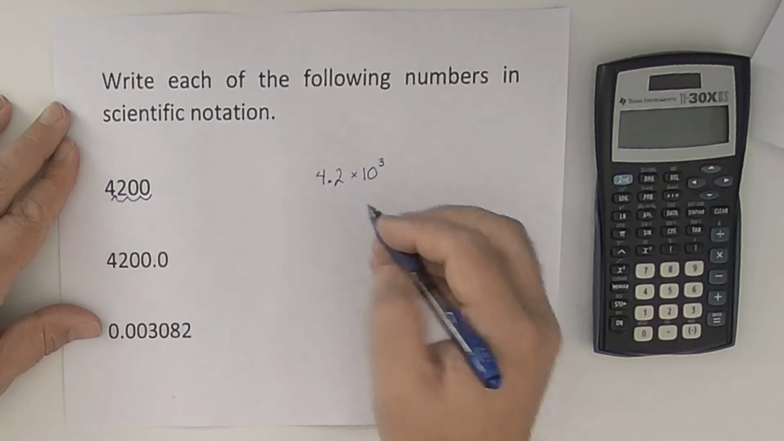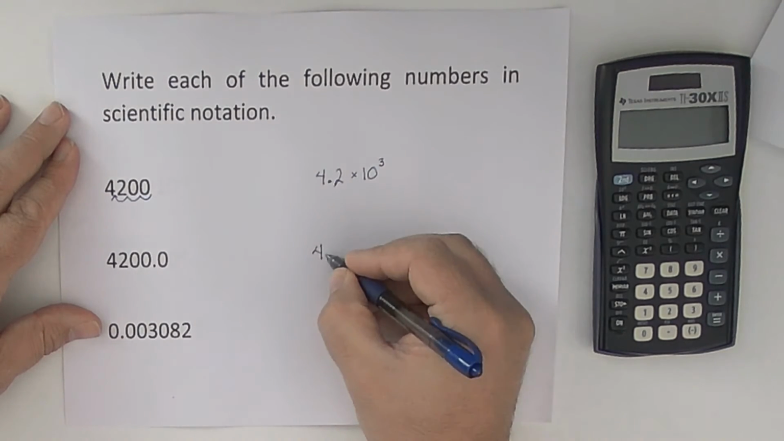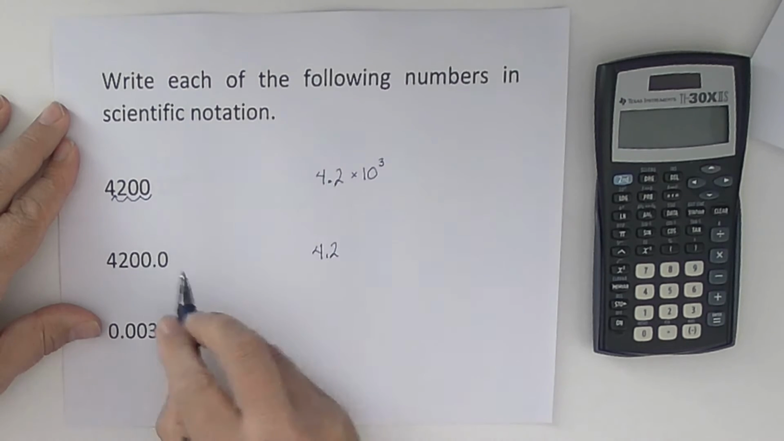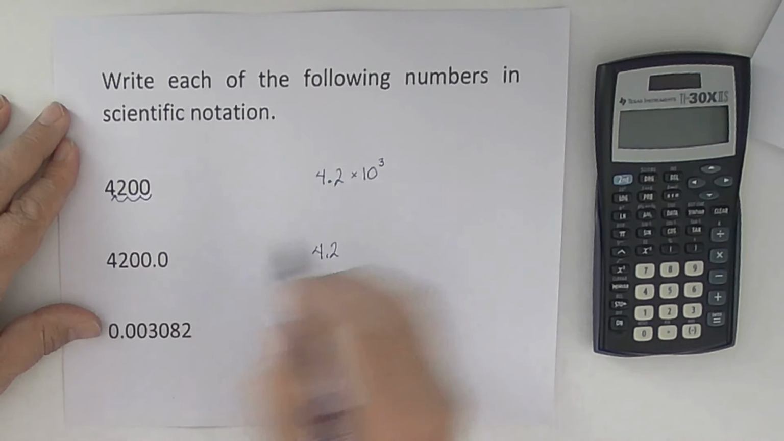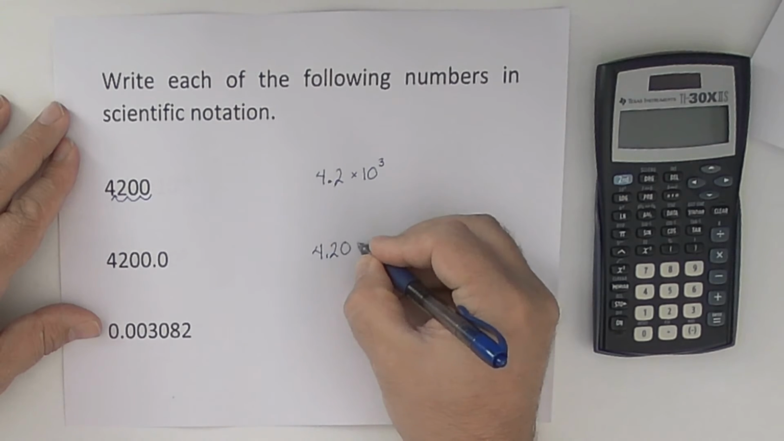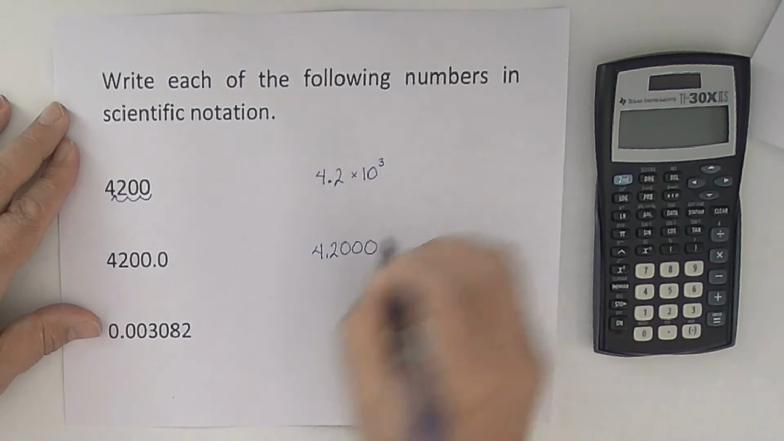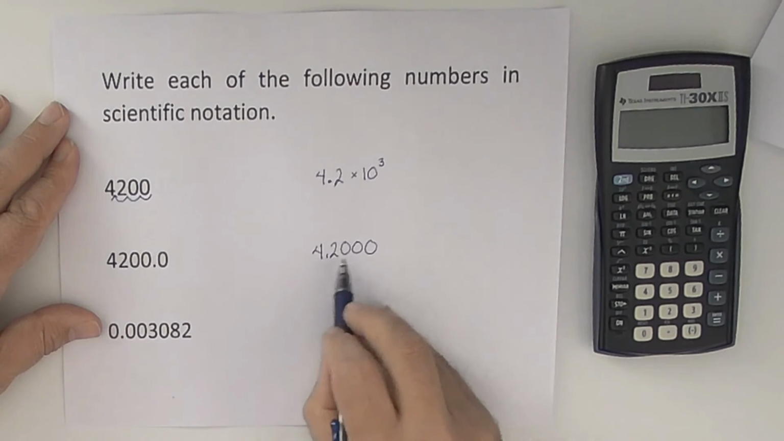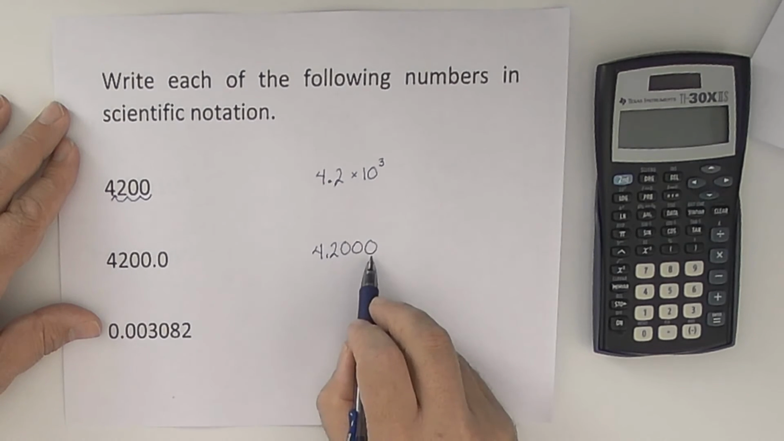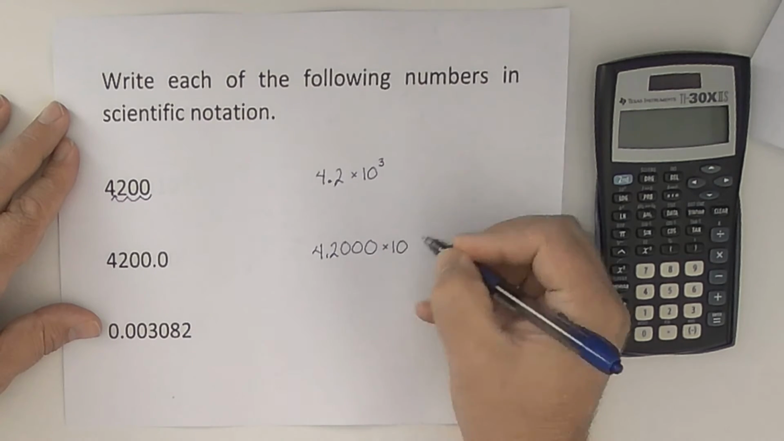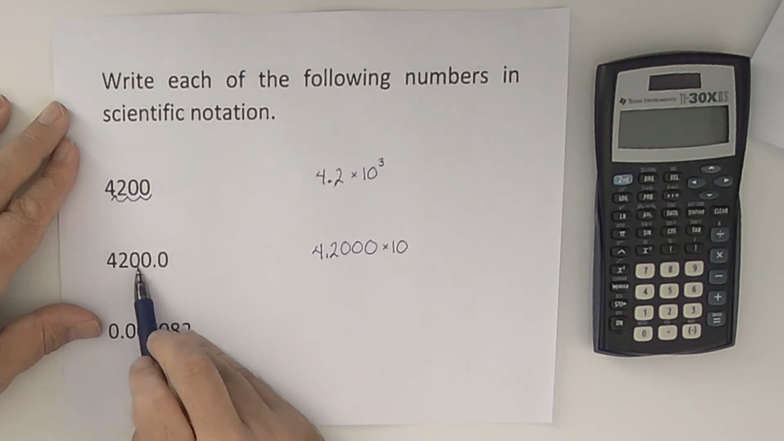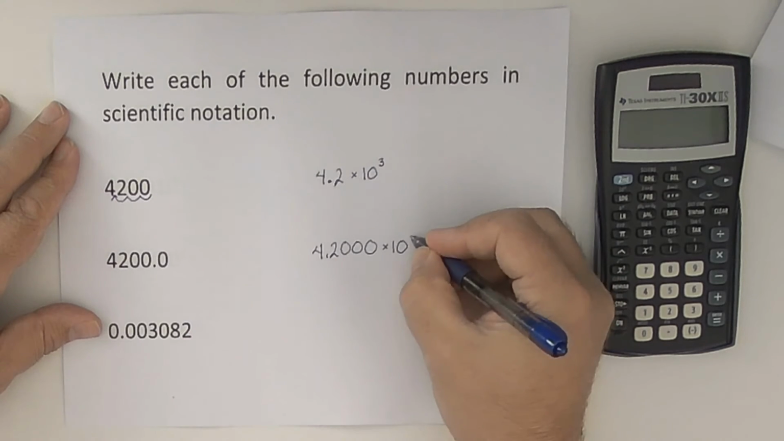Now in this case, again, 4.2, but because there's a decimal point, these trailing zeros are significant, and I need to put all of the significant figures down. There are 3 trailing zeros that are significant, so 4.2000 is the decimal part of the number, times 10 to the, in this case, 1, 2, 3.